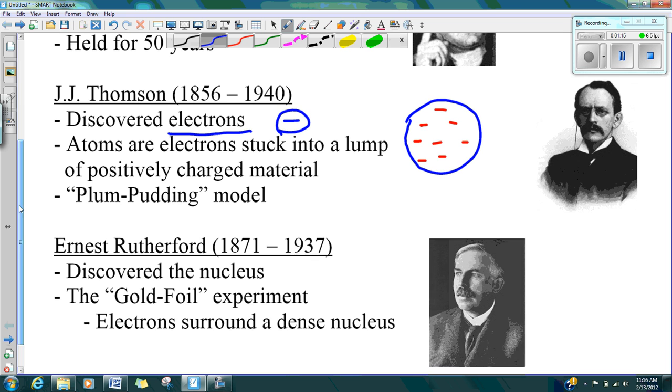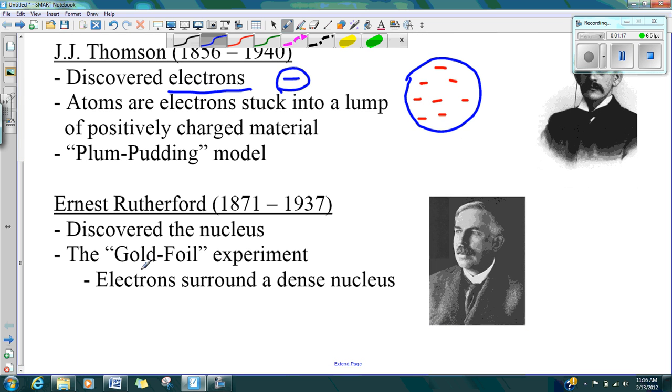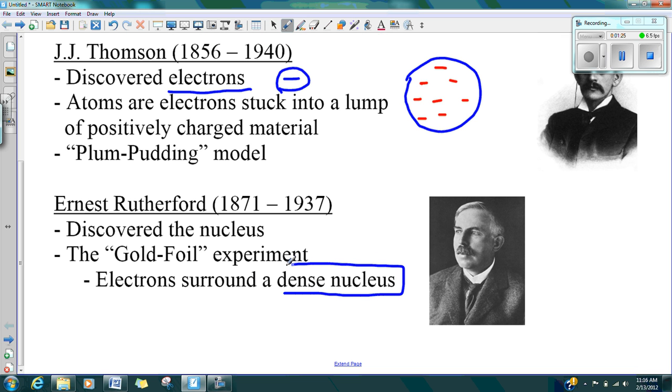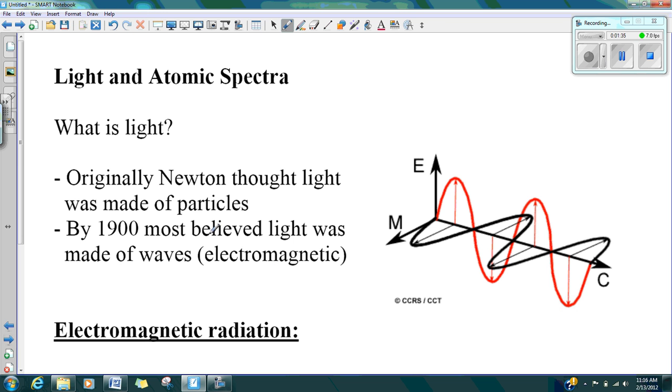And then we talked about Rutherford and the gold foil experiment, where he shot a radiation beam at the foil and some of the beams bounced back, and that's when he was able to discover our dense nucleus. Now, what we are going to look at is what these electrons are really doing, and that's what you did in class today. You were looking at all those different colors, and that was those electrons emitting light.